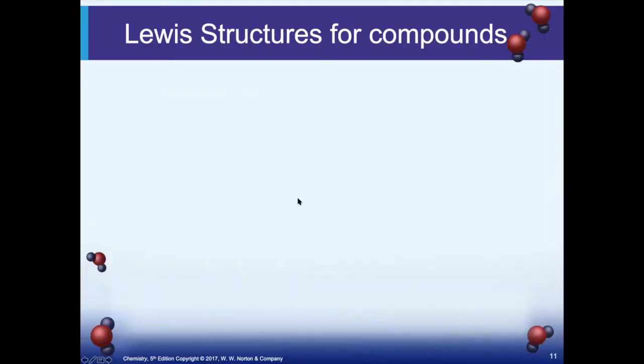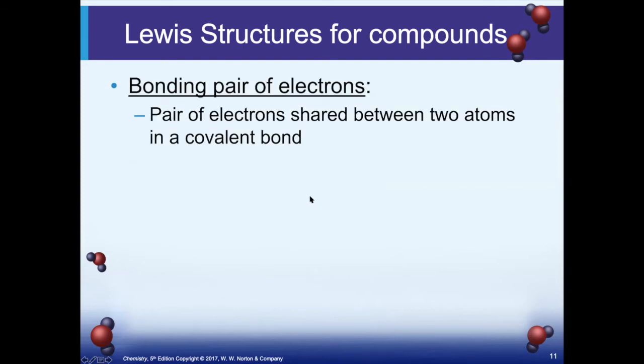Everything we talked about so far are just the Lewis dot symbols for elements, but we can also do this with chemical compounds. So first of all, some of the ways that we represent things. If you have a bonding pair of electrons, remember we said that a covalent bond is a sharing of a pair of electrons. So how are we going to represent that? It's a pair of electrons that are shared between two atoms in a covalent bond.